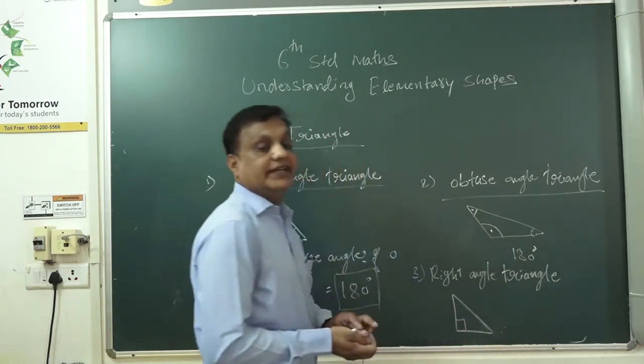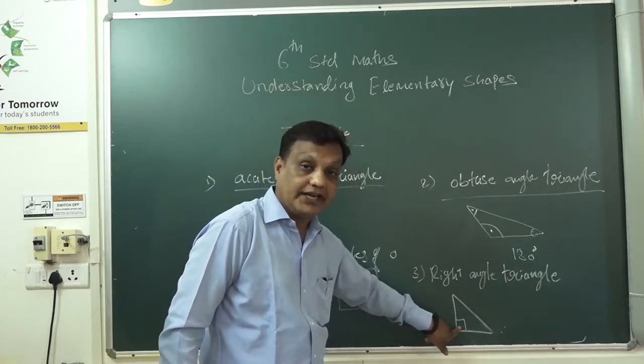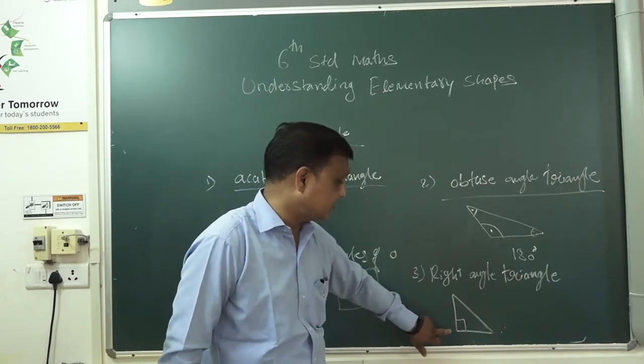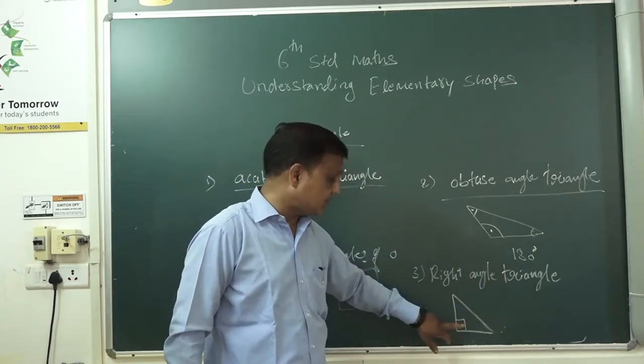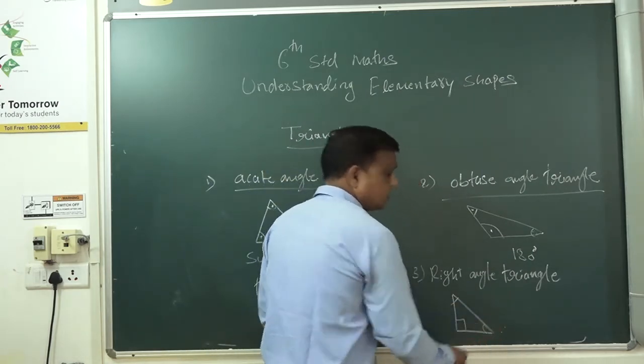Which one angle is 90 degree? See, here we are seeing the shape. So it is a right angle triangle, 90 degree. So one angle is 90 degree. It means this type of triangle is a right angle triangle. Again, the sum of these three angles, how much? 180 degree. The sum of these three angles is 180 degree.